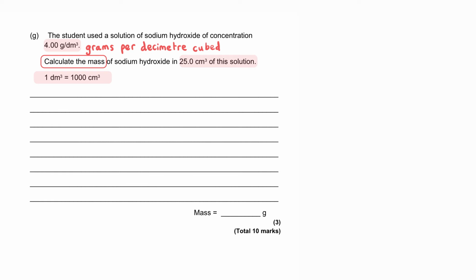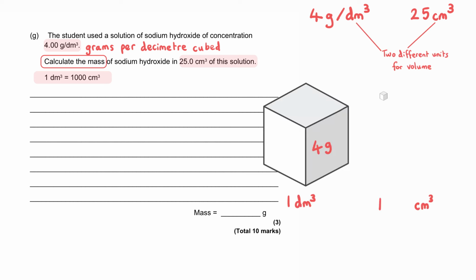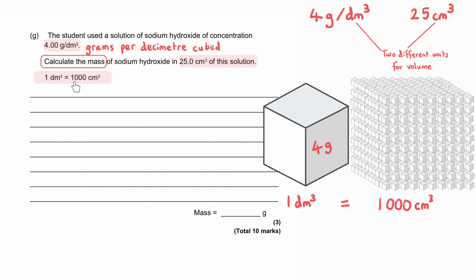And the first thing that we need to do is look at the quantities we've been given. 4 grams per decimetre cubed, that's our concentration, and 25 centimetres cubed is our volume. And so those units don't match up. They've both got some element of volume to them, but they are different units. And we've got the big clue here. We're being told 1 dm cubed is 1000 cm cubed.